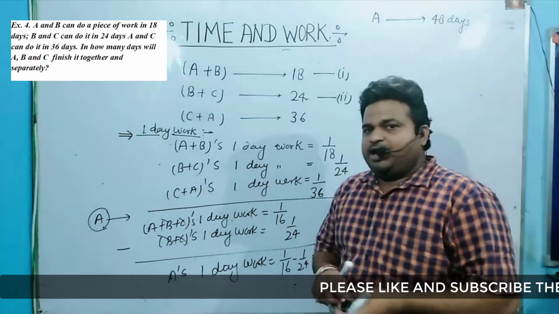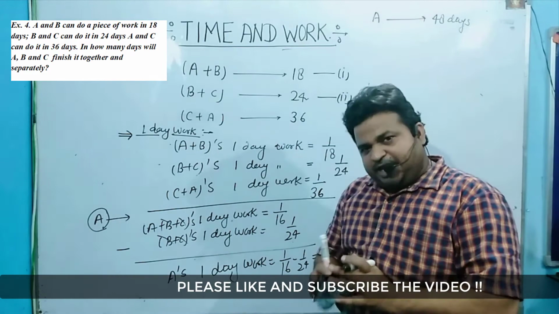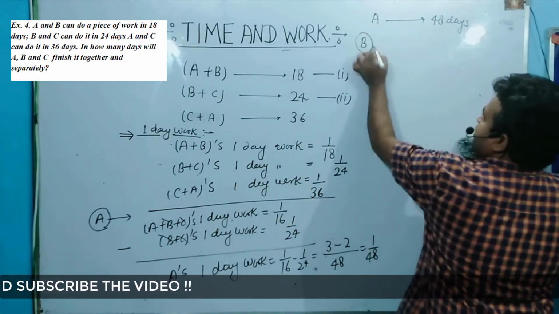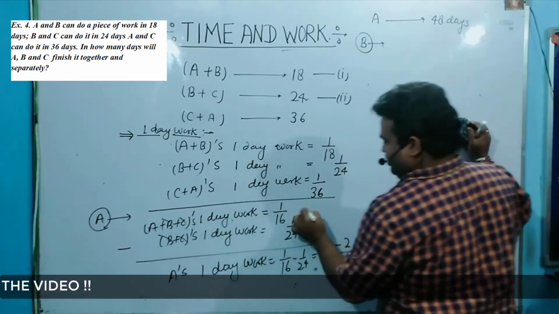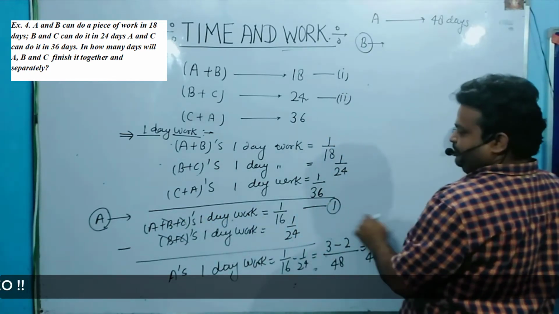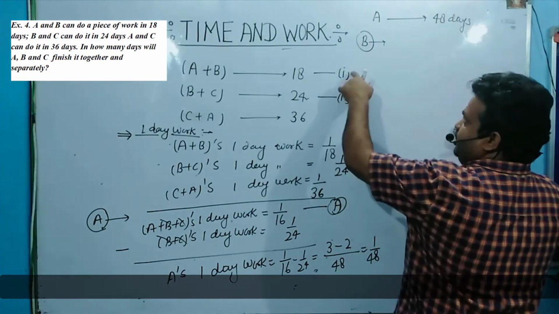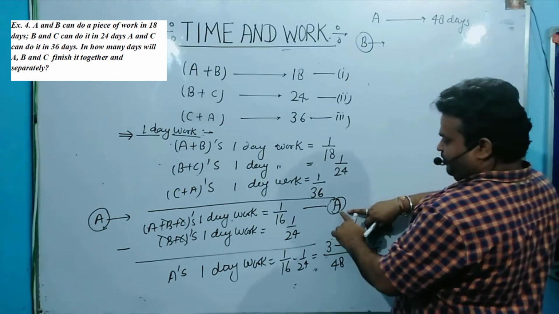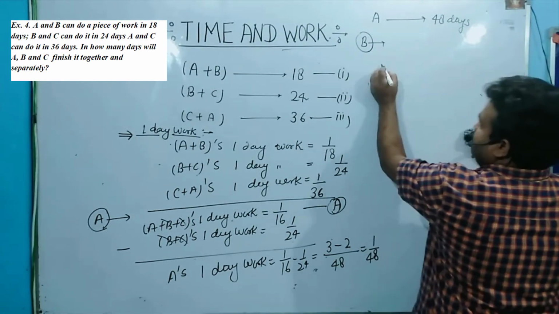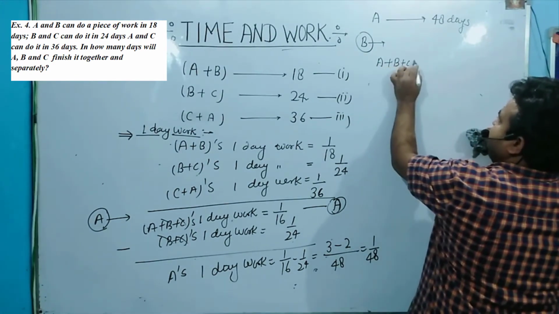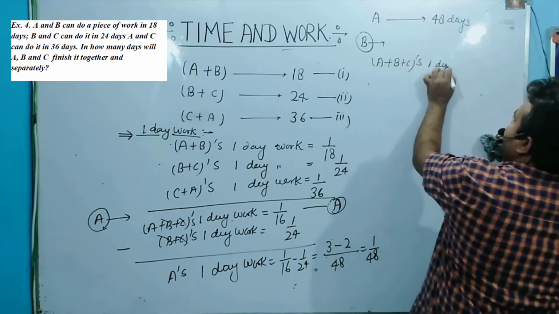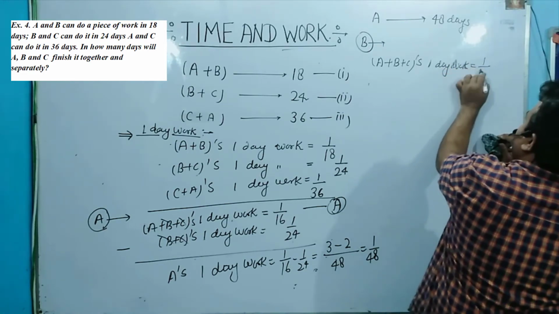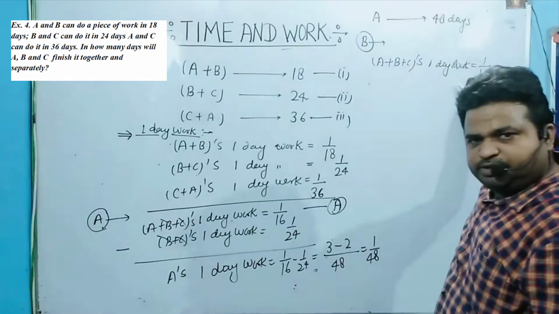Now similarly, how can you calculate B completing the entire work independently? Now I am going to calculate this. So I have this equation. This is my basic equation, equation number 1. Not equation number A, you put, because I already mentioned equation number A here. Okay. Now from this equation, you have A plus B plus C's 1 day work, which is equal to 1 by 16. I know this very well.